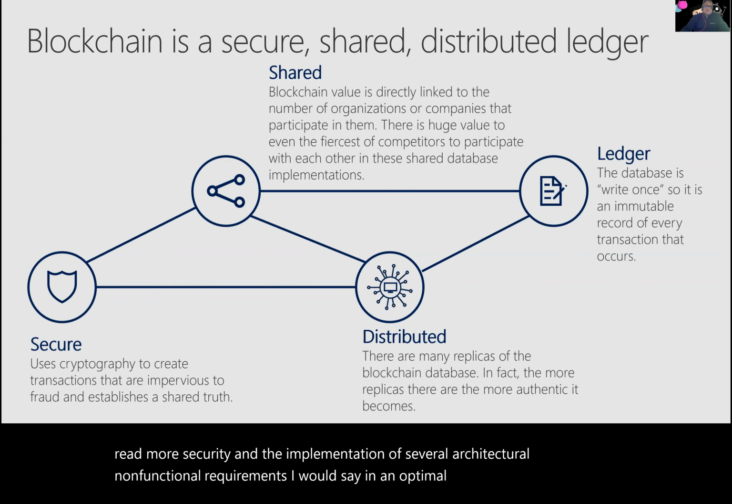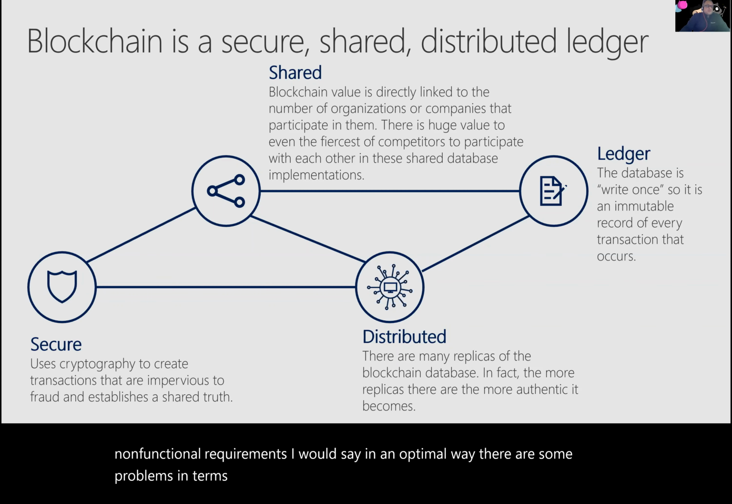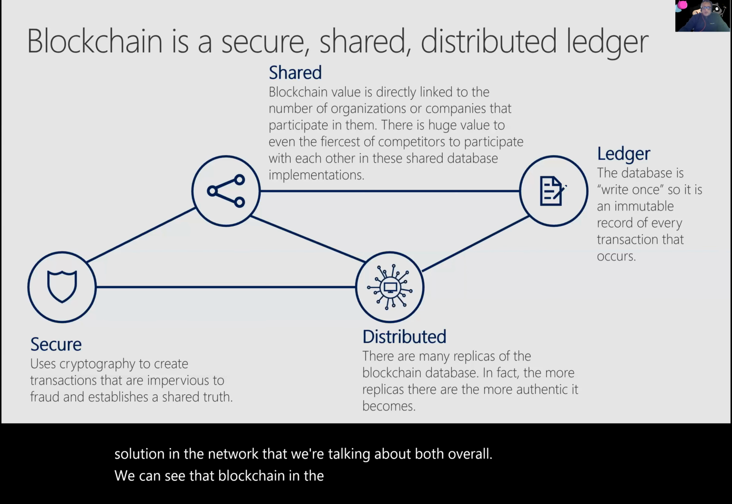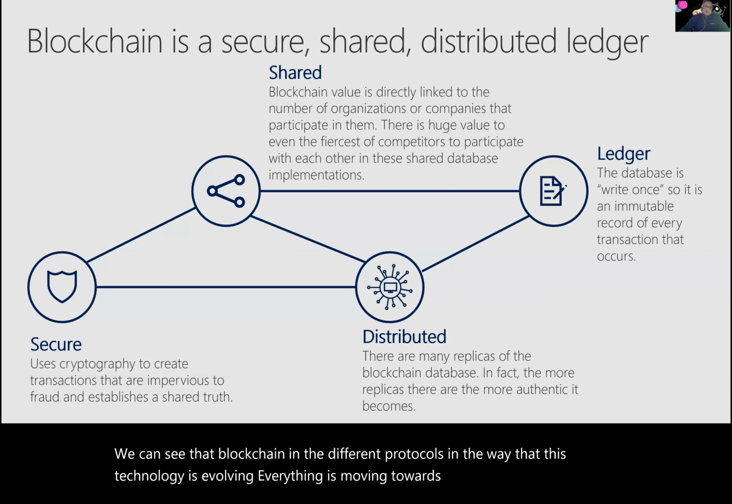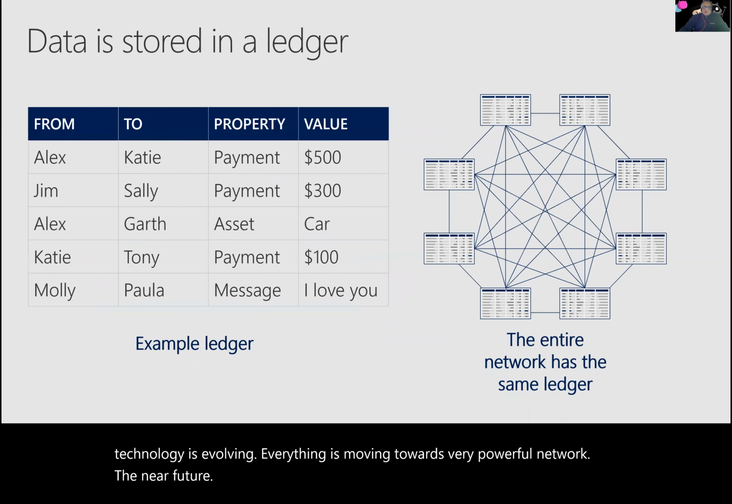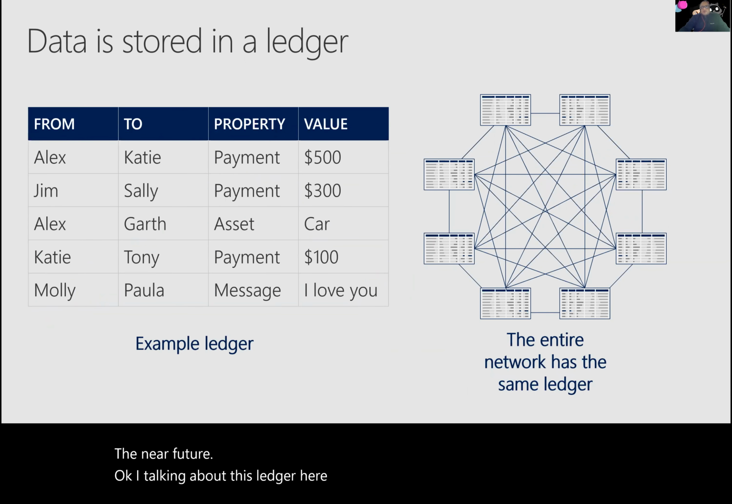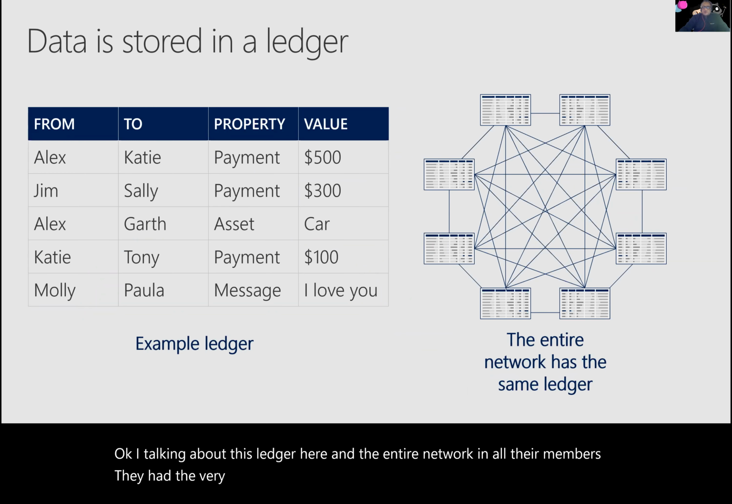There are some problems in terms of scalability depending on the consensus algorithm and the solution and the network that we're talking about. But overall, we can say that blockchain and the different protocols and the way that this technology is evolving, everything is moving towards a very powerful network in the near future. Okay, I talked about this ledger here, and the entire network and all the members have the very same ledger and the very same copy. That's important, so don't forget about that.